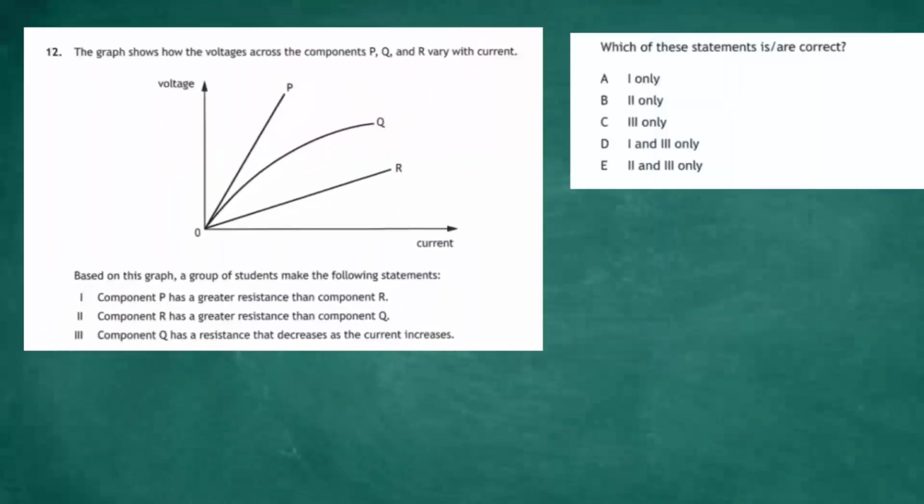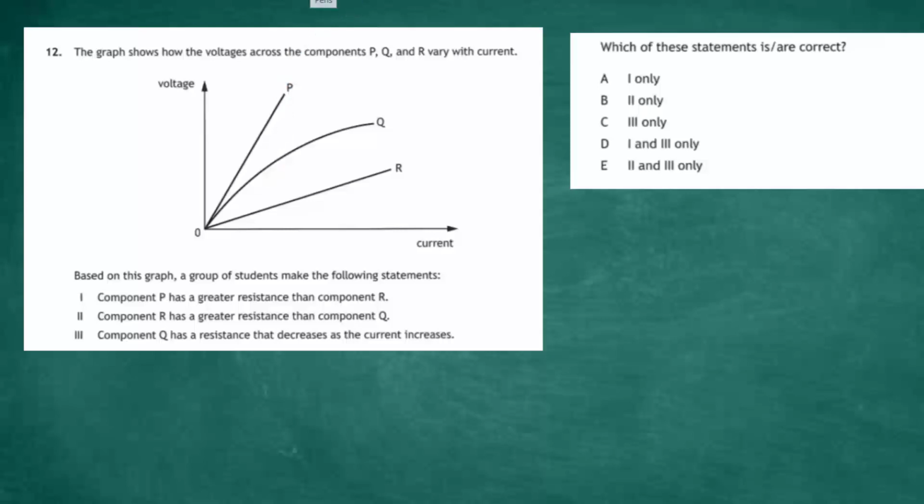Question 12. The graph shows how the voltages across the components P, Q and R vary with the current. We can see the graph there of voltage and current. Now based on this graph, a group of students make the following statements. Statement 1. Component P has a greater resistance than component R. Statement 2. Component R has a greater resistance than component Q. And statement 3. Component Q has a resistance that decreases as the current increases.